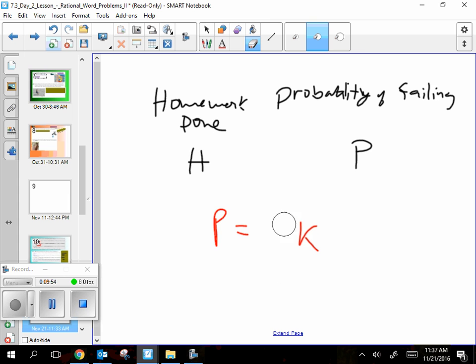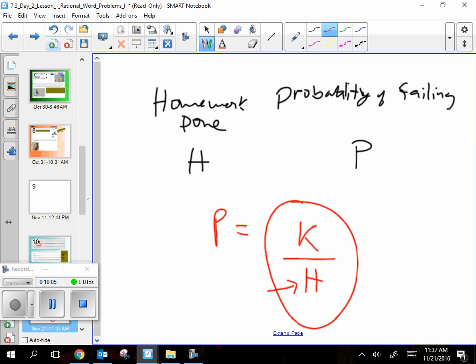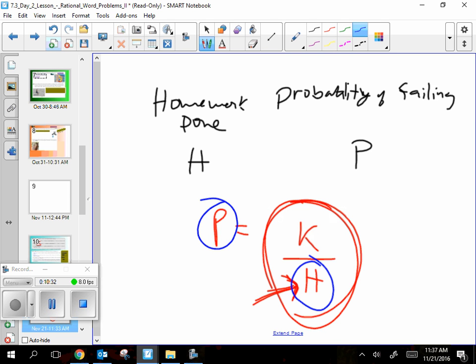Nope. Over. K over H. Now think about this. When H gets to be a big number, do you get that this overall is going to get small? You get a high amount of homework. It's dividing by a big number. That's going to make it really small. The bigger the H is that you put in, the smaller this probability will be. And that's inversely proportional. So basically, your two variables go here and here if it's inversely.